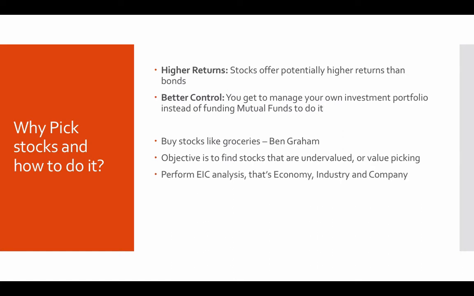The first thing is you need to perform an EIC analysis, that's an economy, industry, and company analysis. This is a top-down approach where you first look at the overall economy, then you look at the industries that are performing well, that is, the outperformers within that economy, and within each industry, you look at companies that are performing well, and then try to find companies which are currently undervalued.